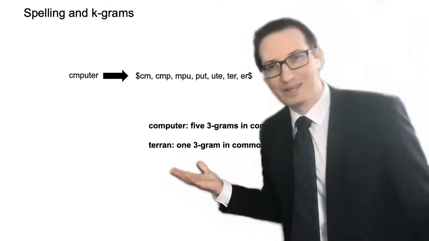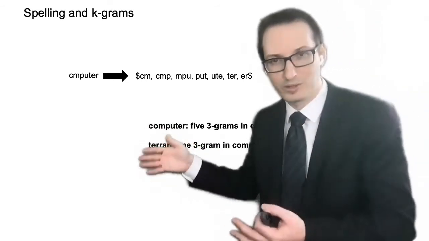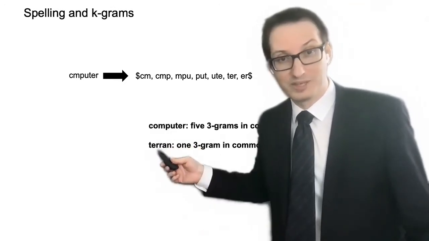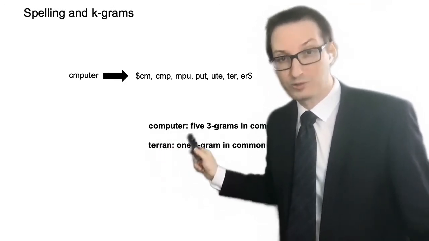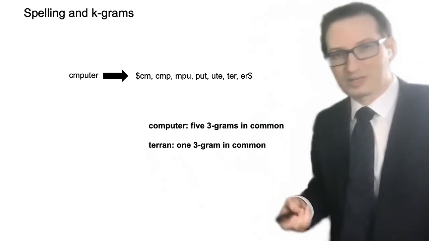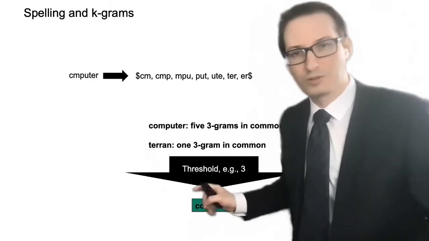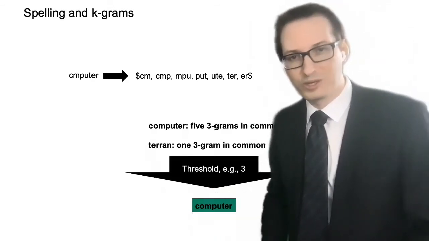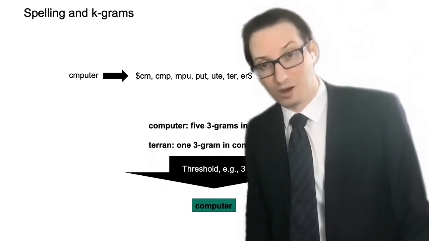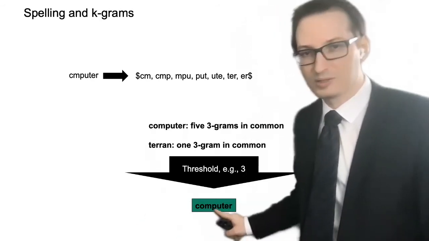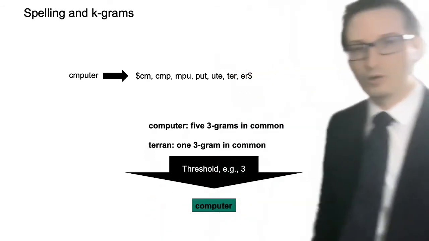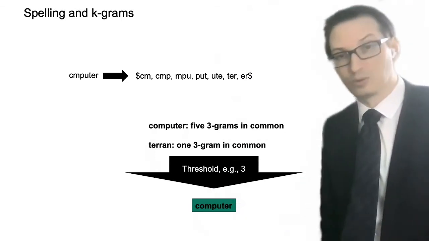So it's very likely that, in that case, I'm only considering two terms, right? But in that case computer is the obvious candidate and not Terran. Why? Because it's the higher one. We have 5 3-grams instead of 1. So we could say, for example, that we have a good correction where we have a threshold of 3. We could say arbitrarily, if there are at least 3 grams in common, then that's a candidate that we keep, right? And then we can compute the edit distance on those that meet the threshold of 3.